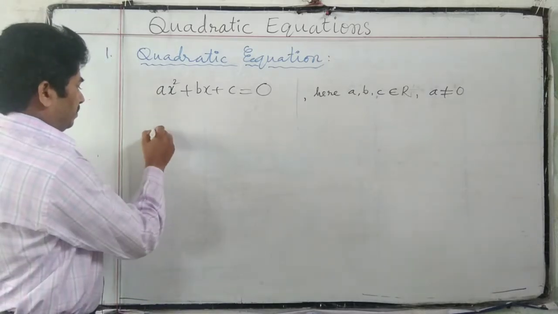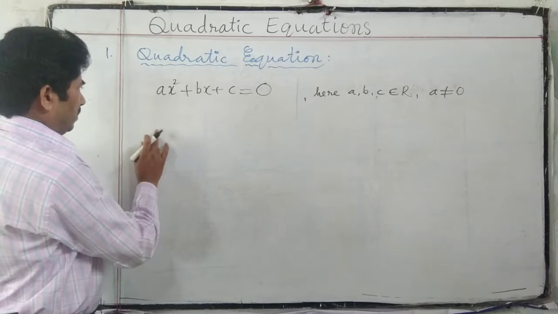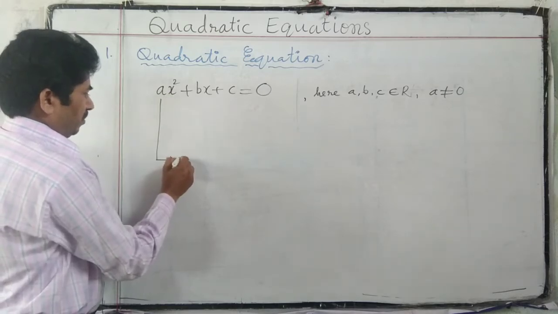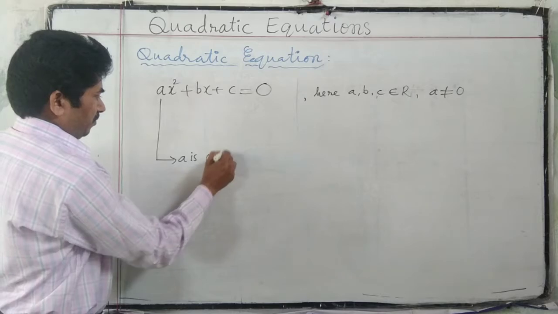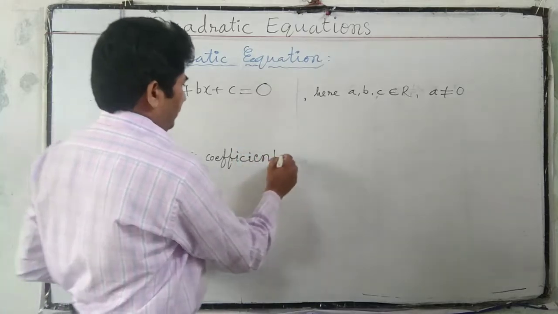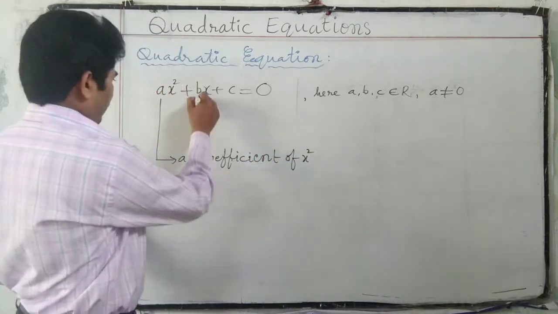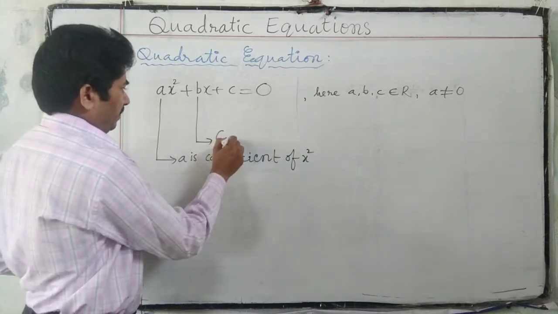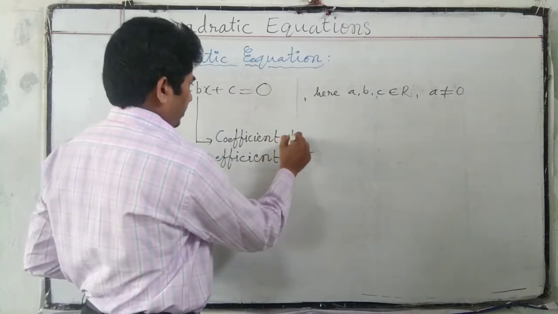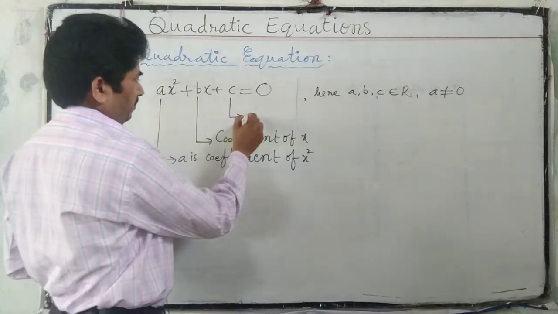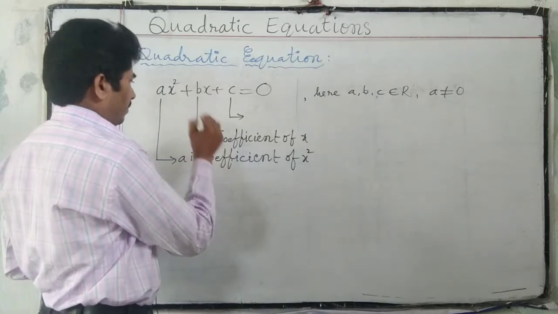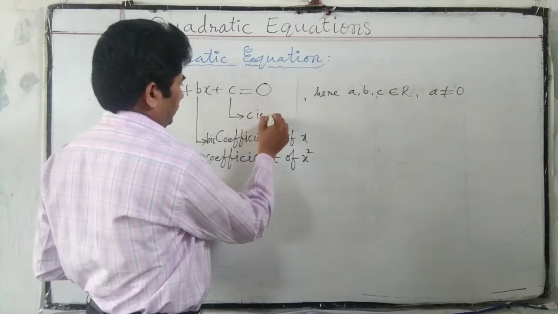Here a is the coefficient of x square, b is the coefficient of x, and c is the constant term.